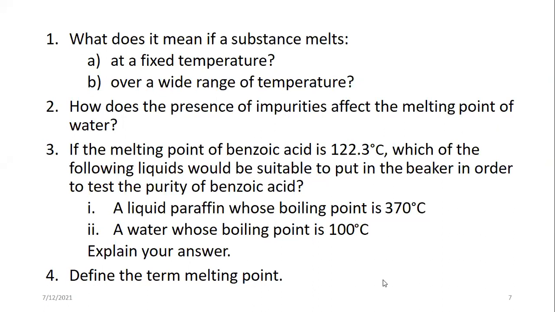Number 2. Impurities can lower the melting point of the water, or they can increase the melting point of the water. According to Google, impurities can also lower the melting point, and at times they can increase the melting point. So they can lower or increase the melting point of water.